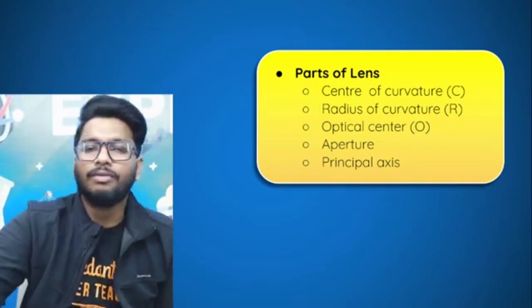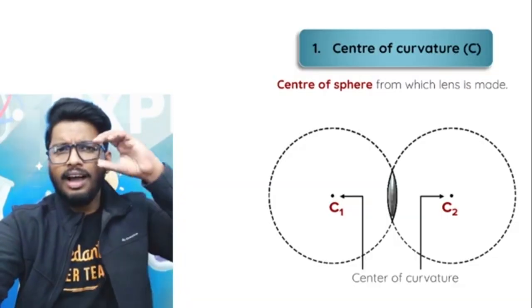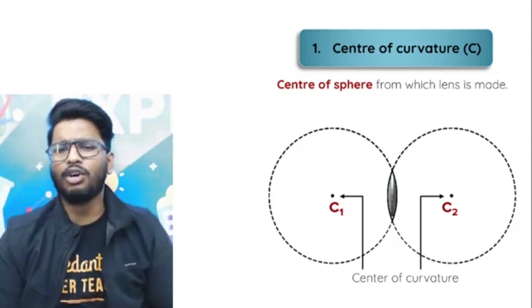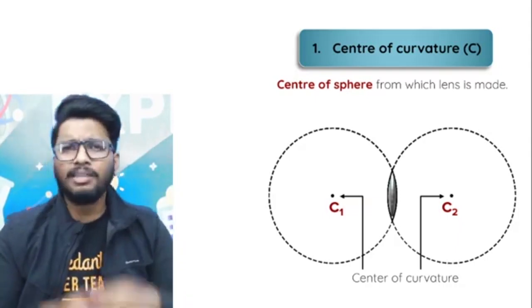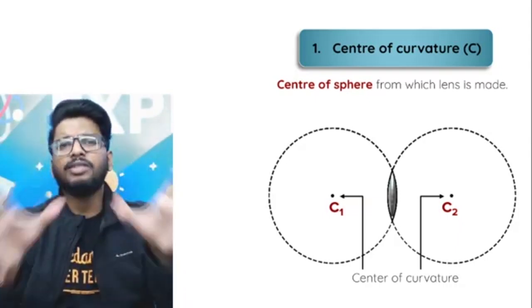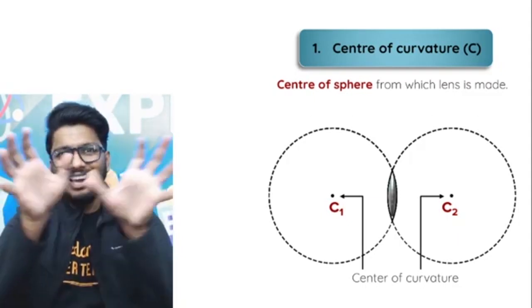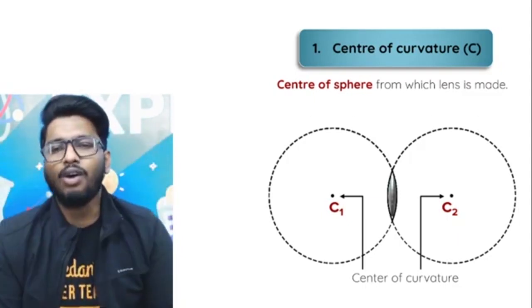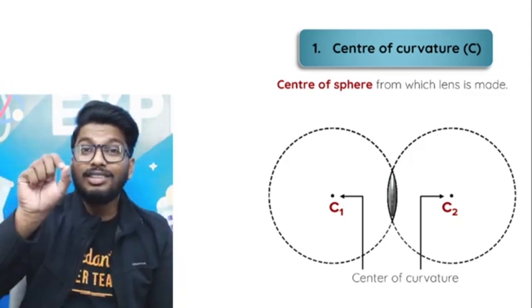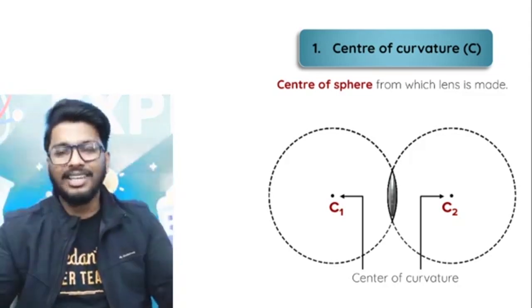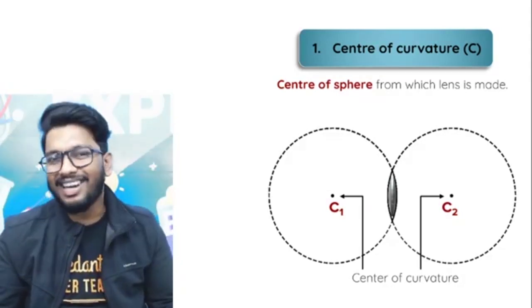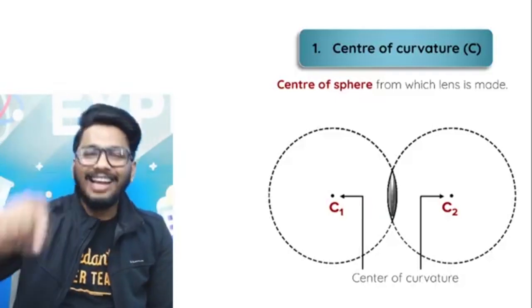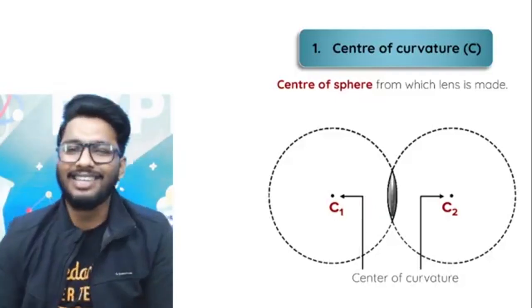So what is the center of curvature? Like I told you, a lens is actually formed from parts of spheres. For example, a convex lens is a part of two different spheres overlapping each other, like a Venn diagram. A sphere is a 3D shape, so it has a center. The center of the sphere is what is called the center of curvature.